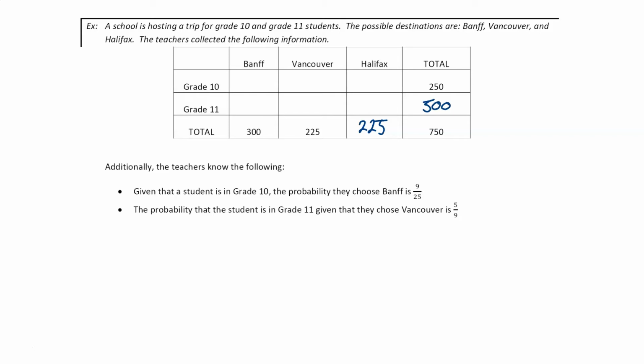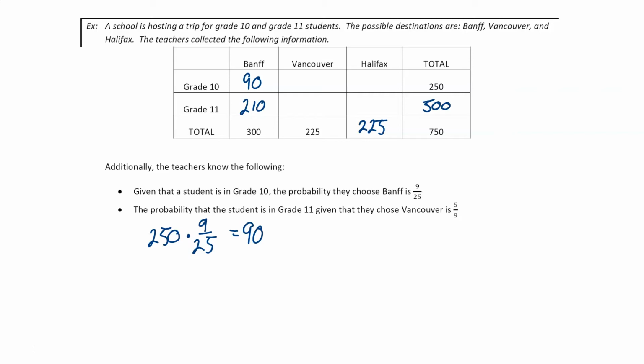So now we take the information that says, given that a student is in grade 10, the probability they chose Banff is 9 out of 25. So we're given that a student is in grade 10, so we know we're working with just this row right now. And the probability they chose Banff is 9 out of 25. So grade 10 has 250 students, and the probability they chose Banff is 9 out of 25. We multiply those together, and we get 90. Once we've got that piece of information, we can fill in for grade 11. 300 minus 90 is 210.